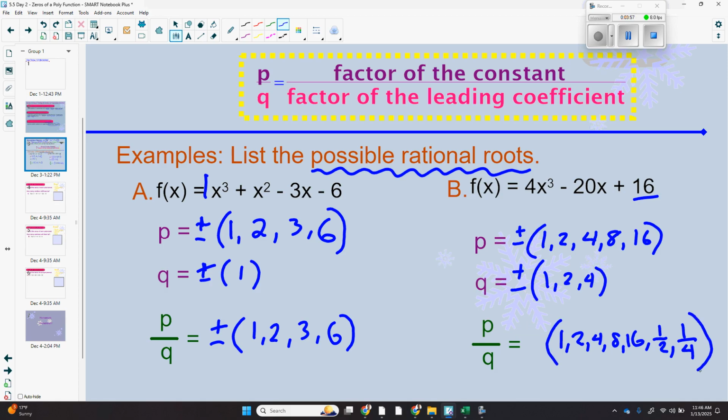So I think my list for the possibilities of p over q is going to be plus or minus 1, 2, 4, 8, 16, 1/2, and 1/4. All right, now the hard part is actually using this to find the rational roots. The possibilities are the easy part.